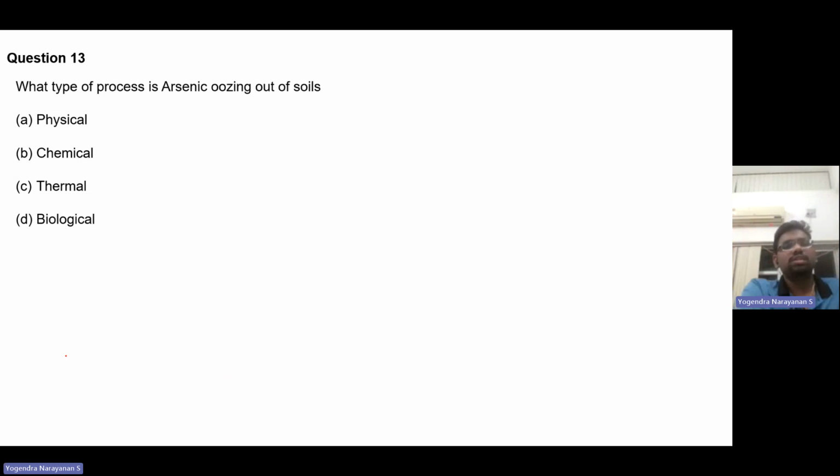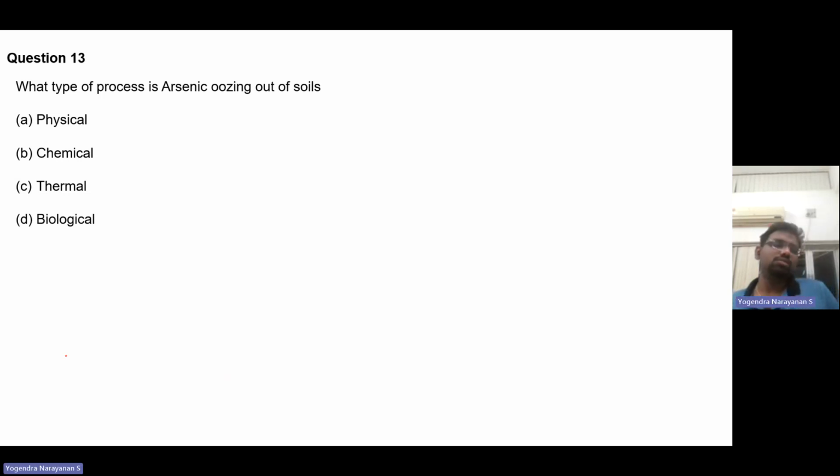So, what type of process is arsenic oozing out of soils? Option A, physical. Option B, chemical. Option C, thermal. Option D, biological. Let me repeat: what type of process is arsenic oozing out of soils? Option A, physical. Option B, chemical. Option C, thermal. Option D, biological.